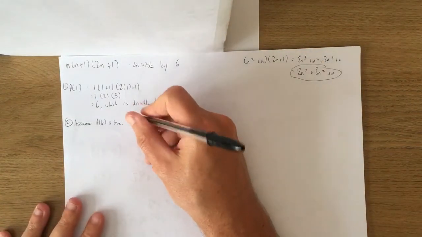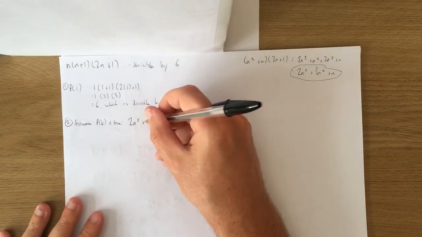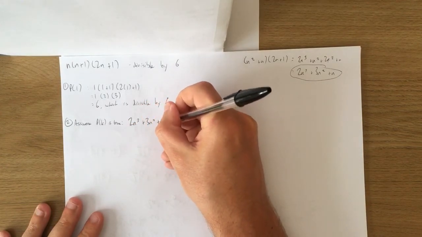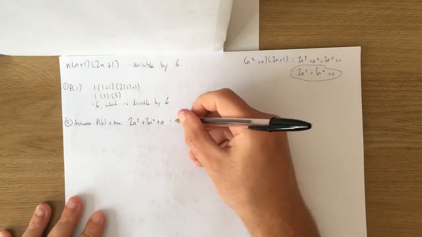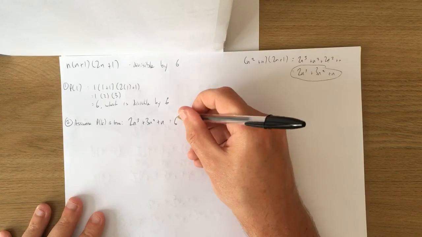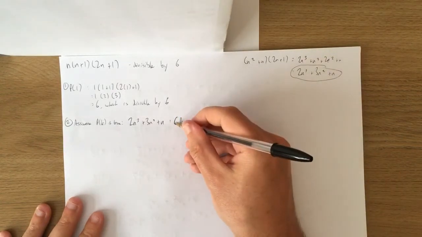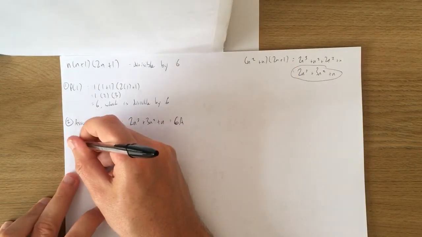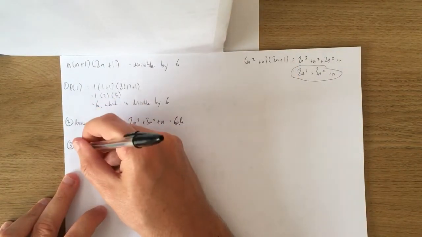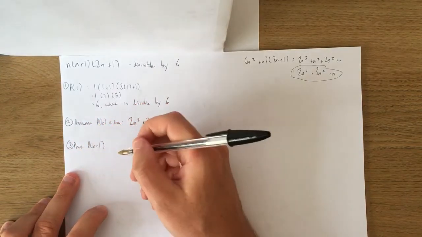So assume Pk is true: 2k cubed plus 3k squared plus k. And the way we say it's divisible by 6 is to say it's equal to 6a. So basically I can factorize 6 out of it. So step 3 then is to prove Pk plus 1.